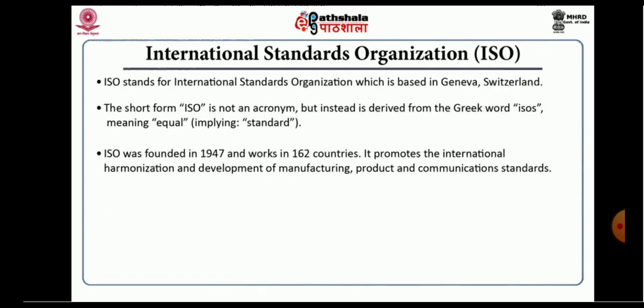Next is called International Standard Organization. In the last video itself we have discussed a lot about what is ISO, who evolved this, where, and who are all the people involved in providing those standards.